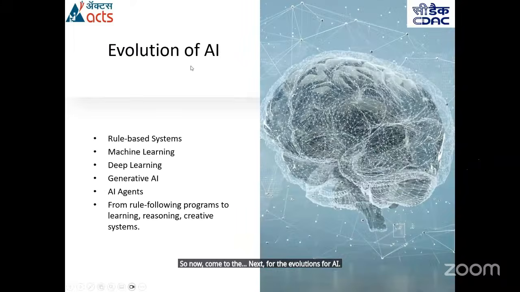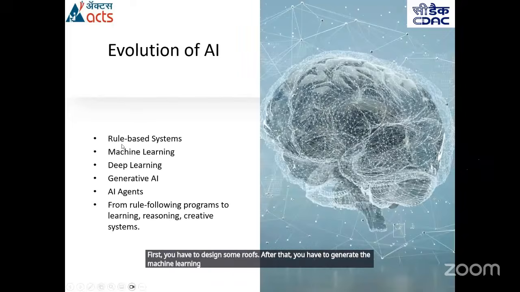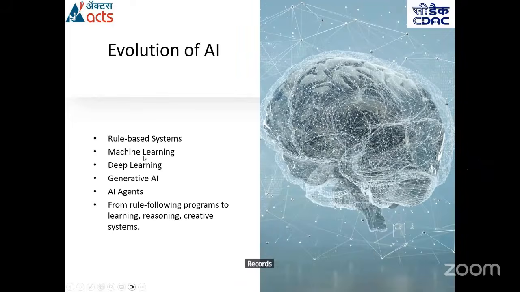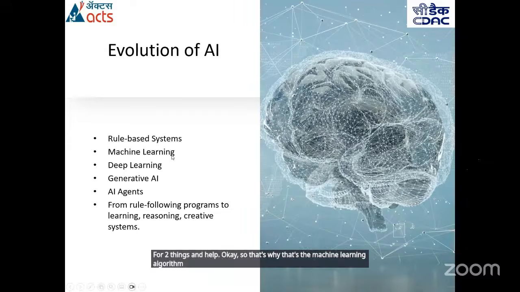So now come to the evolution of AI. First, we have to generate a rule-based system. First, we generate some rules that can be used properly, and there is some base section. Next is machine learning. First, you have to design some rules, and after that, you generate the machine learning. Why do we use machine learning? Because of our idea of giving knowledge to the machine. The machine has to know two things, 0 and 1, in and out. That's the machine learning algorithm which you have to apply on this.